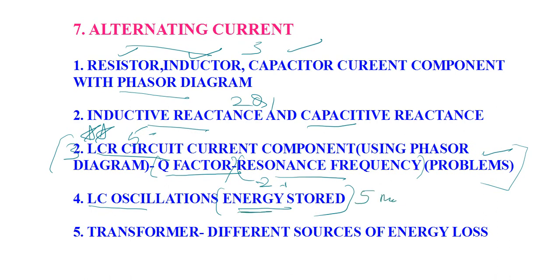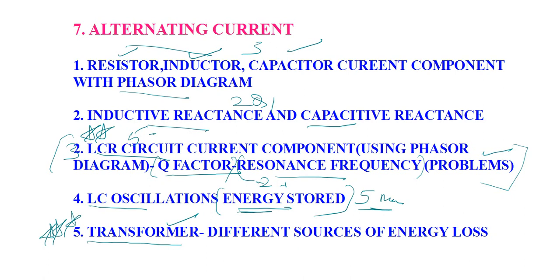And the very important question is the transformer. In the transformer you need to give the relation between the primary coil and the secondary coil, and it's very important, students. Very important. Transformers, don't leave this. LCR circuit and transformers are very important.